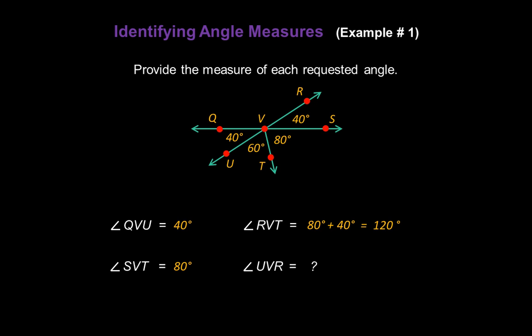Finally, what's the measure of angle UVR? Find the points U, V, and R on our figure. They're right there. They make a straight line. And that straight line is made up of three smaller angles: a 60-degree angle, an 80-degree angle, and a 40-degree angle. So we have to add all three of those angles together. The measure of angle UVR then is 180 degrees.